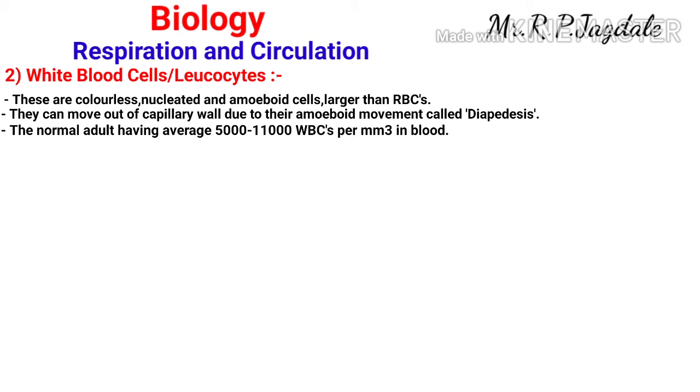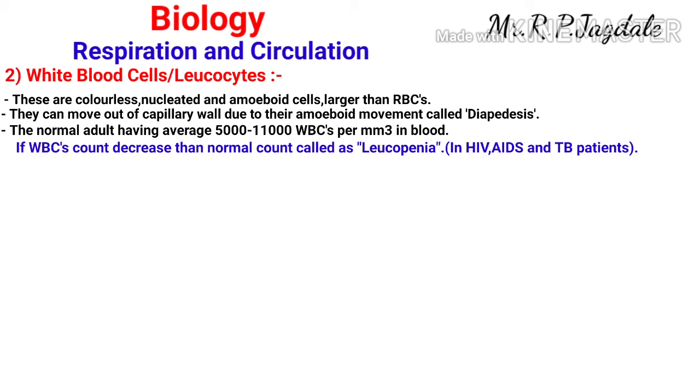Okay, if the number or count of WBCs decreases from the normal value, that means below 5000, then such a case is called leukopenia. It is an abnormal condition. In cases such as HIV, AIDS and TB patients, such leukopenia occurs because there is a decrease in the WBC count than the normal.